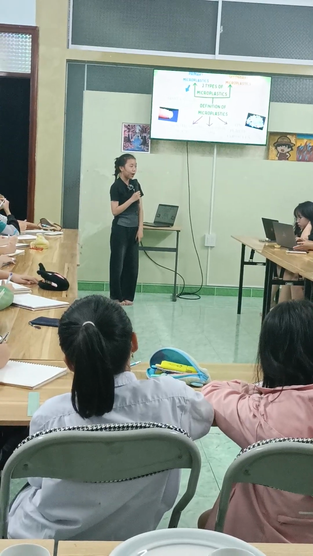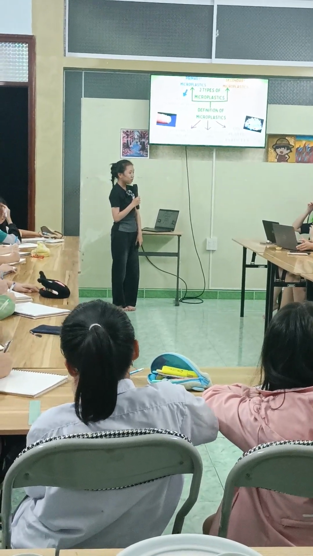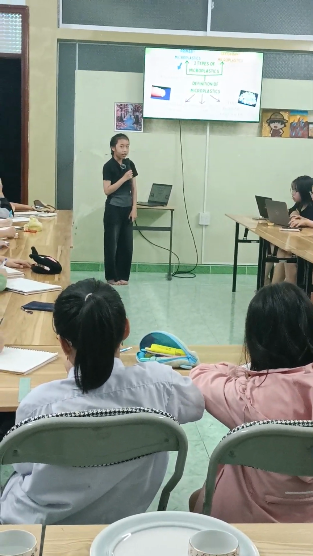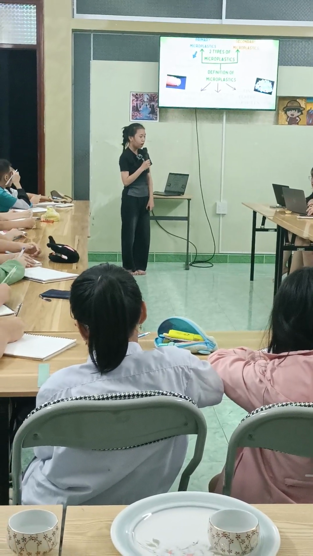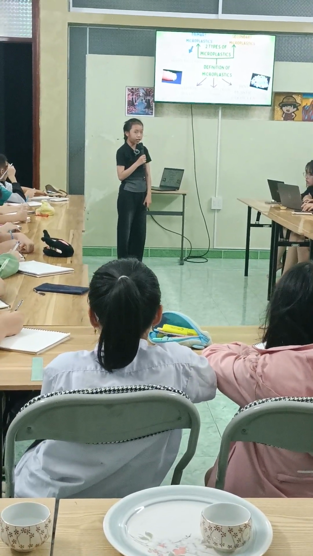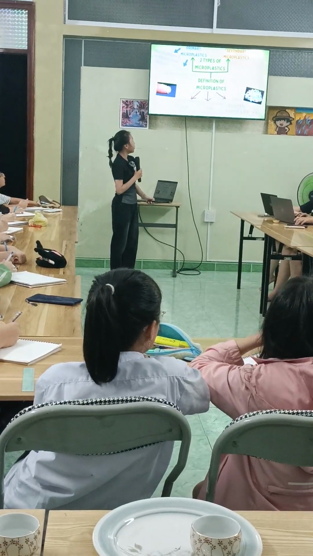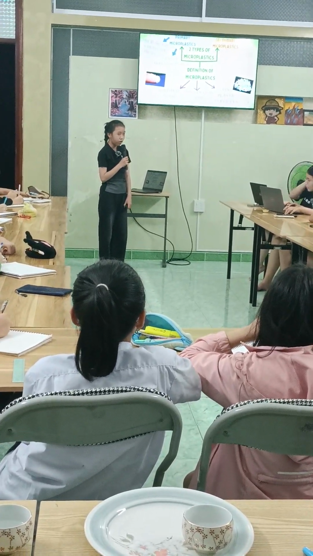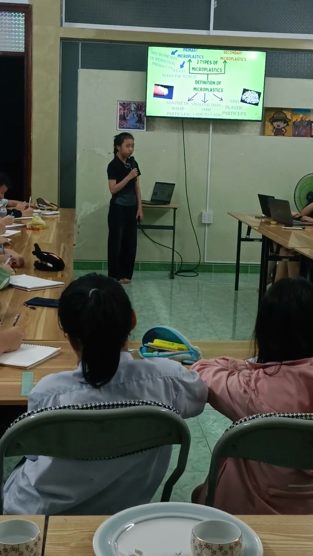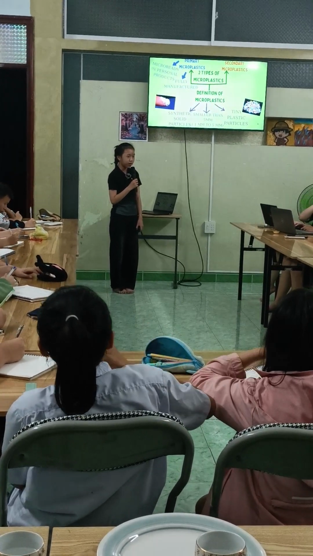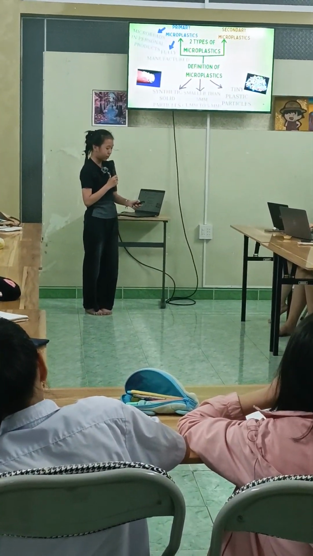First, I'll tell you about the primary microplastic. Primary microplastics are fully manufactured. For example, some of the products that we use have microplastics in them, like cosmetics and hand sanitizer.